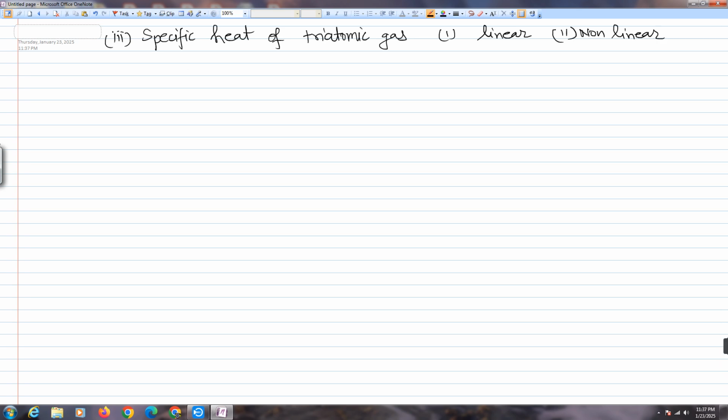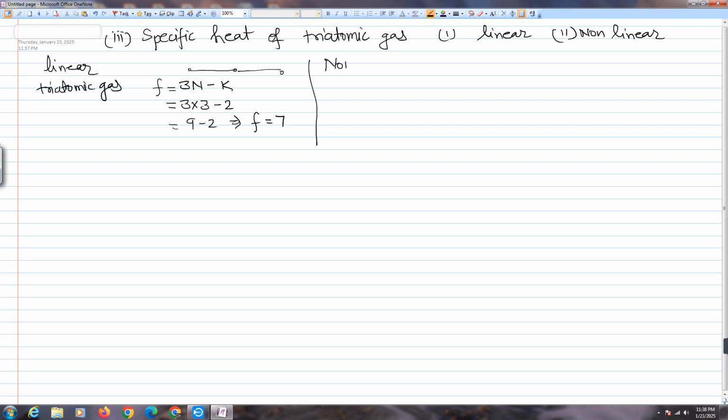So when we are taking the case of linear, the situation will be like this: these are the three atoms, and the formula for degree of freedom can be written as F is equal to 3n minus k. So the number of atoms are 3, so 3 into 3 minus the individual independent relations are 2, so 3 3s are 9 minus 2, so that implies F is equal to 7. So degrees of freedom are 7 in case of linear triatomic gas. And now next thing is non-linear triatomic gas.